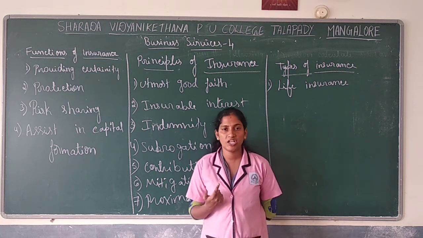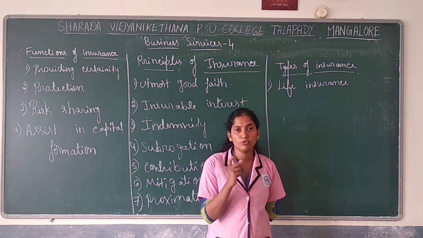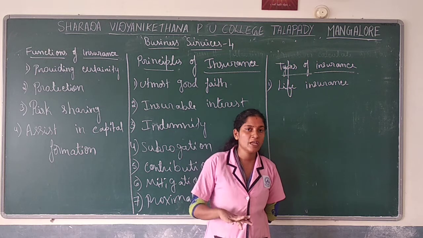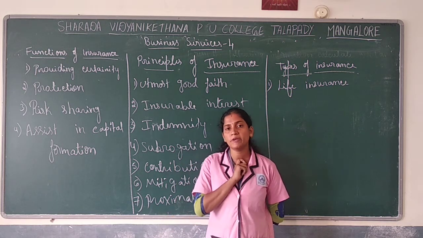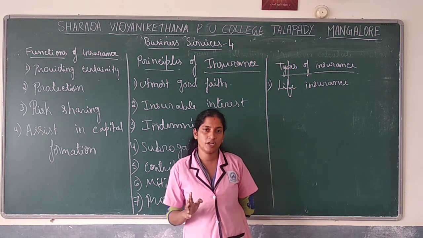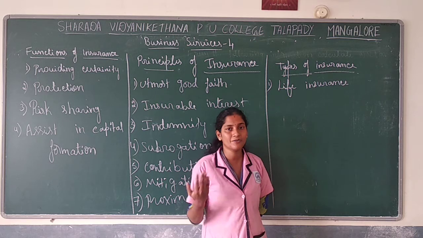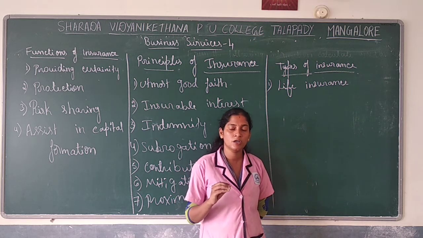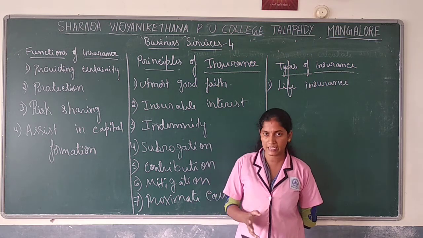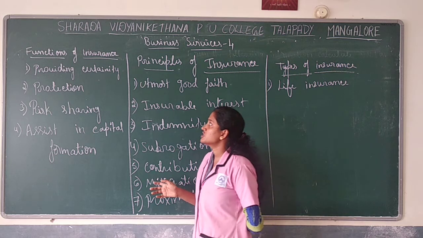The second function is protection. It protects the family or the individual who has invested, and not only him, it will protect the family also. Financial protection only, students. So you have to mention it as financial protection, because anything related to health cannot be covered by the insurance company, but the loss of money for that health can be covered. That is why protection is also a function of insurance.